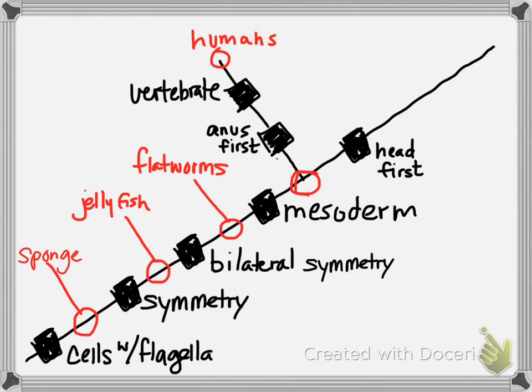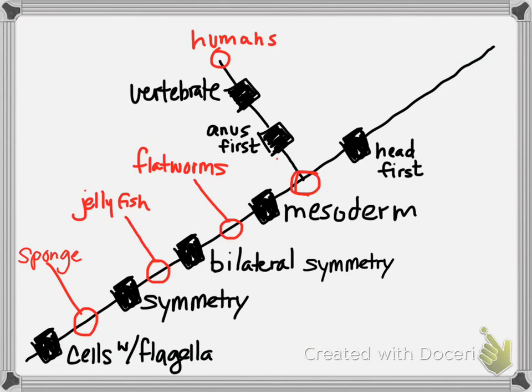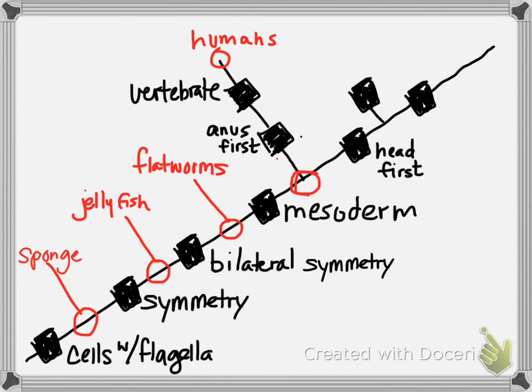Okay, so once we get to that head first development, we got a split. So we have a branch that goes this way. Paste, paste. And one branch of this goes segmented body, one goes calcified shell. Head first. I probably should have done segmented body on the other side, I'm realizing.